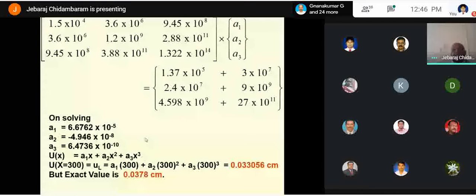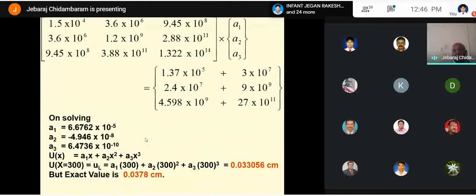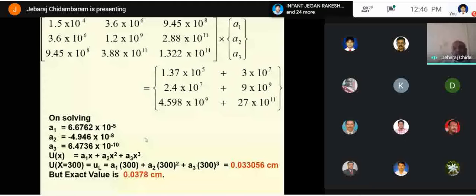Now, the approximation that you have done is a naught plus a1x plus a2x squared plus a3x cube, and a naught becomes zero, so the approximation is a1x plus a2x squared plus a3x cube. Now you find the maximum displacement at the tip. You substitute, you got some number. Fortunately, I have the exact solution for this problem also, which is 0.0378. You could see there is an error.